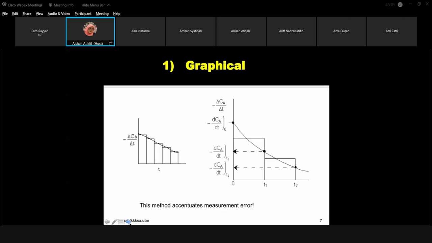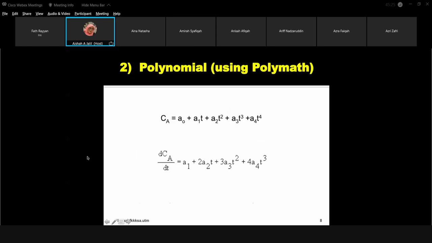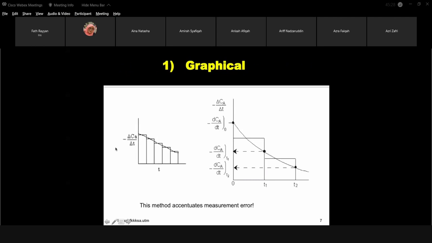Here you can see we have two graphs. This graph is the graph with the dCA over T. If you see, this is not D but what? This triangle, what do you call it? Delta. Okay? This is D, this is delta. So negative delta CA over delta T. This is T.